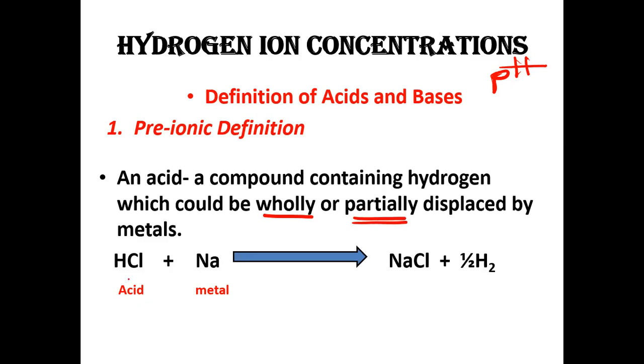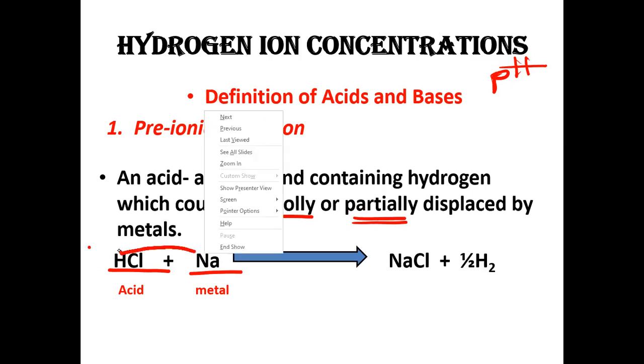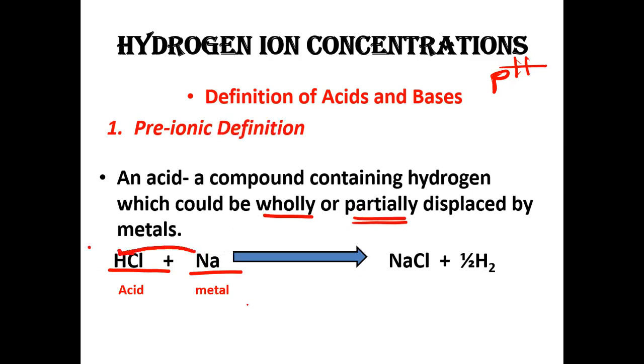So let's take a look at an example. We have HCl here, and then we have a metal. We can realize that this metal was able to displace the hydrogen, and then we formed a compound NaCl, which is a salt. So the hydrogen has been fully displaced from the HCl to be taken place by the sodium here. And so we form a salt and the hydrogen has been moved away completely. That means this compound HCl qualifies to be an acid based on the pre-ionic definition.